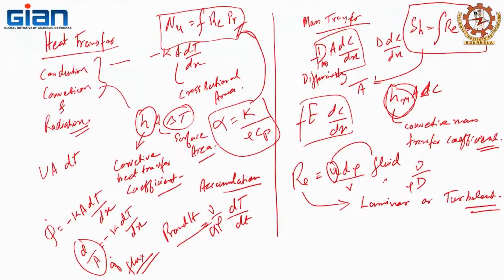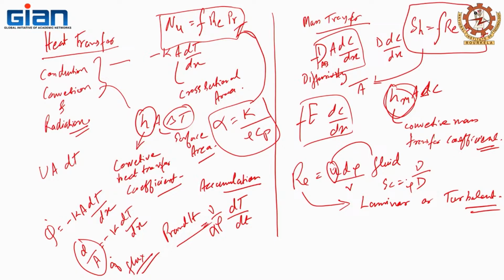V by D. So V by D, kinematic viscosity by diffusivity. Is the density term there at all? If you convert it, yes, it is mu upon rho D. Kinematic viscosity will be converted to dynamic. So this is mu upon rho D, right? So that's your Schmidt number.